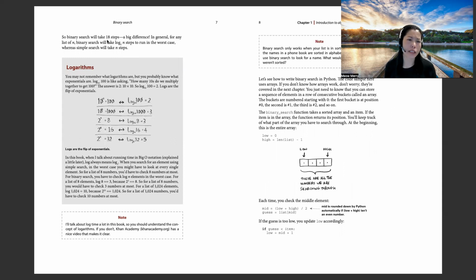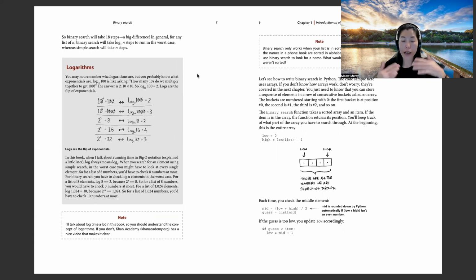A big difference. In general, for any list of n, binary search will take log n steps. So we talk about our term of big O. Binary search will be O of log n, because we make it half, not n times. So it's log n. Log n is better than O of n.